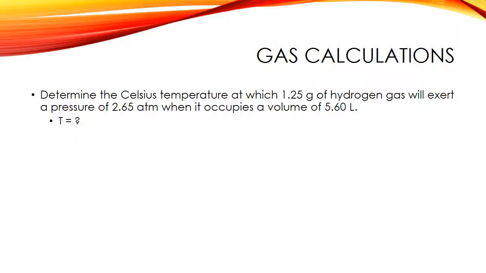So as we go through each of the things we're asked or told, we're asked to find the temperature. So temperature is equal to, at this point, a question mark. We're given the mass of the gas. We're told we have 1.25 grams. And do remember hydrogen's diatomic, so that would be H2. We know the pressure it exerts, 2.65 atmospheres, and we know the volume that it's occupying, 5.60 liters.